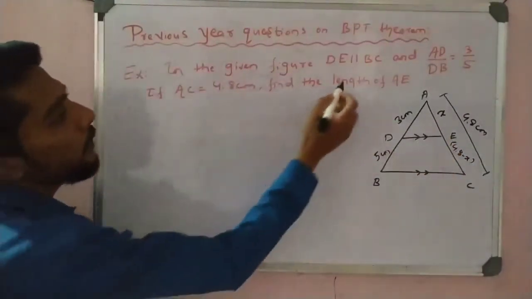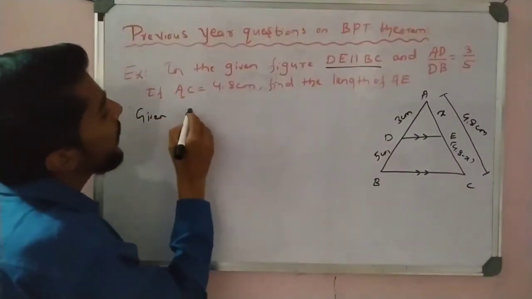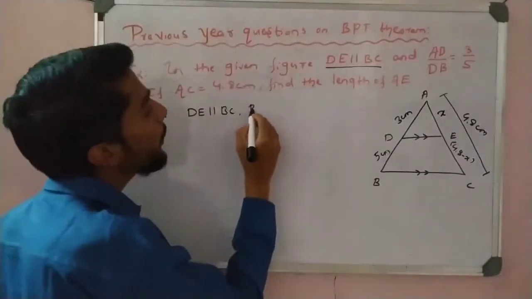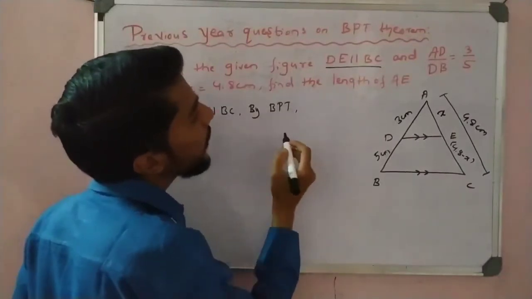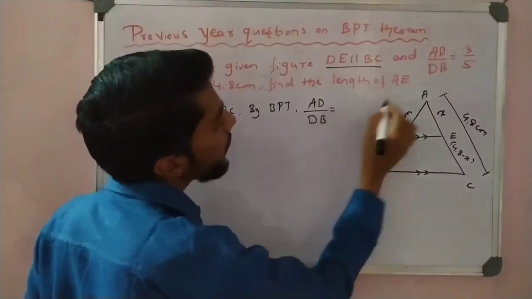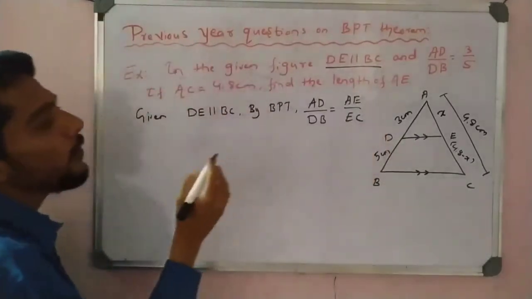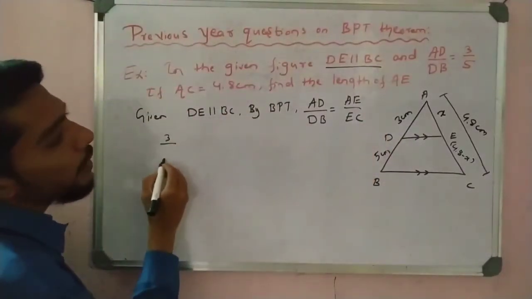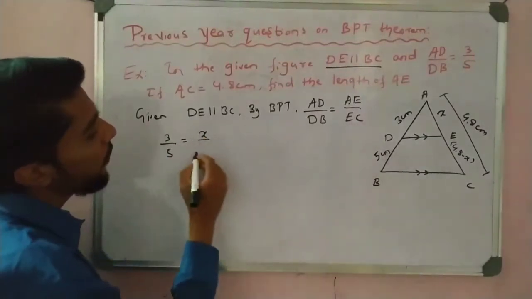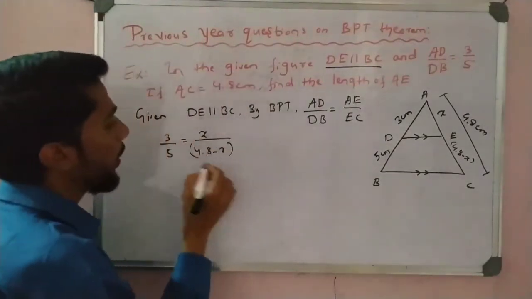Now, it is given that DE is parallel to BC. Therefore, by BPT, we can write AD divided by DB is equal to AE divided by EC. Now simply put the values. AD is 3 centimeter, DB is 5 centimeter, AE is x, and EC is 4.8 minus x.